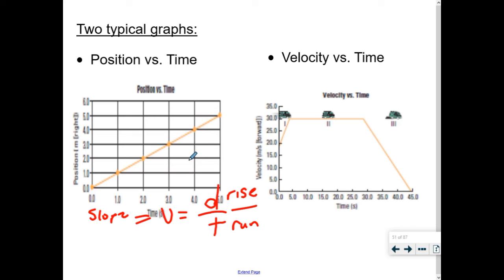Since my slope is nice and consistent here, it looks like we're going the same speed the whole time. That makes sense. Or on this graph right here, I can tell you that this is a graph where the rise is velocity, the run is time. Hey gang, what's velocity over time measure? What's v over t? Acceleration. Acceleration is v over t.